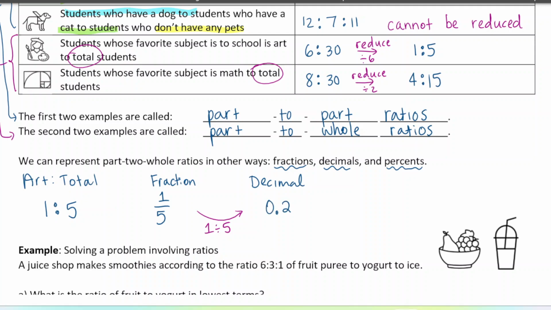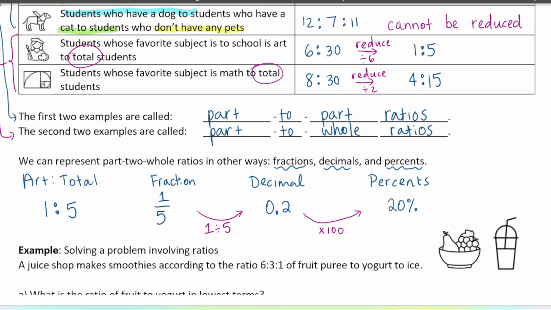And then a percent, and these numbers are all equivalent. They're just different ways of representing numbers. Percents, what you do is you either make your fraction out of 100, or what you can do with your decimal is you can multiply that by 100, because percents are out of 100, so it'd be 20%. So 20% of our students have art as their favorite subject.